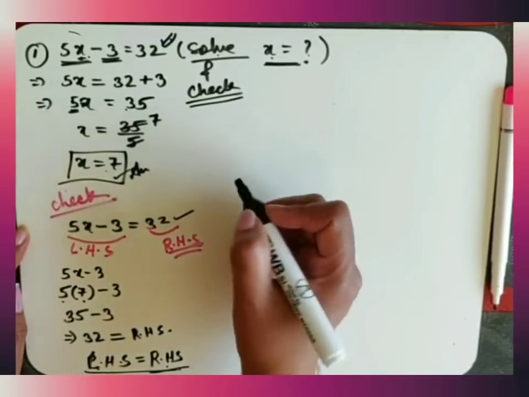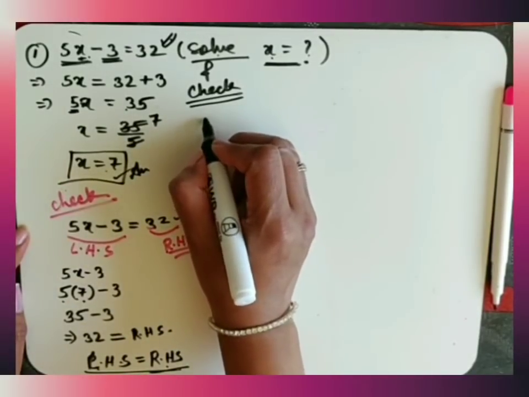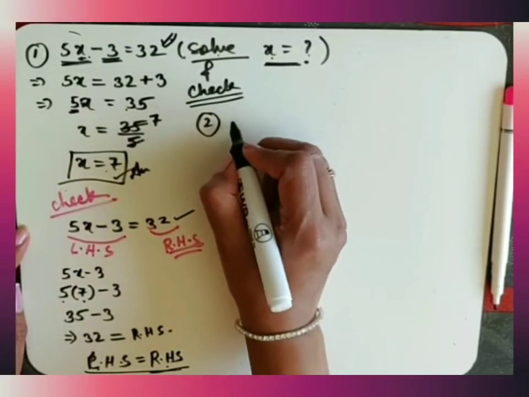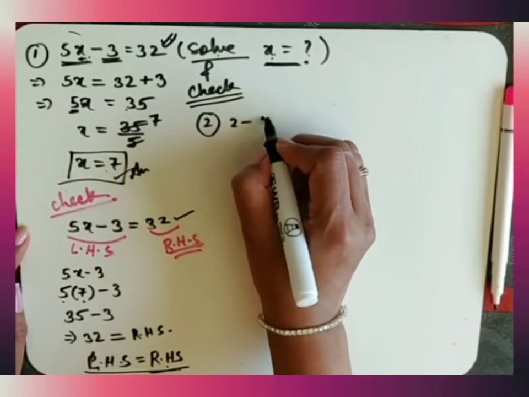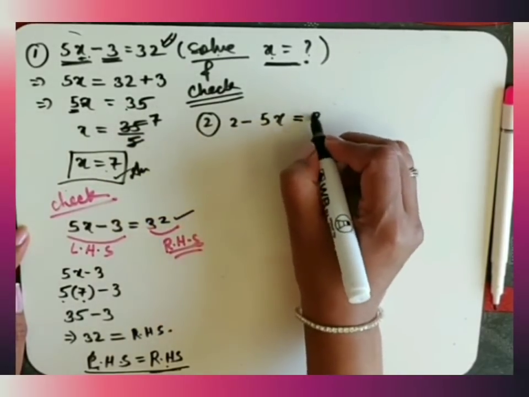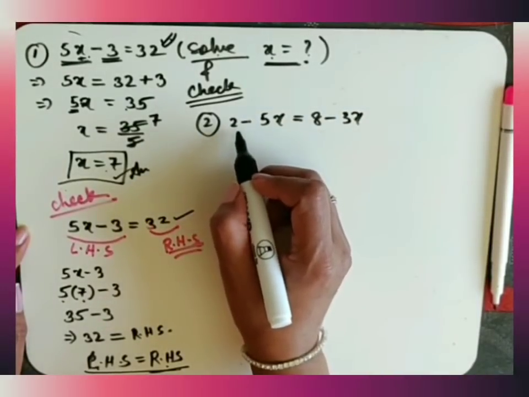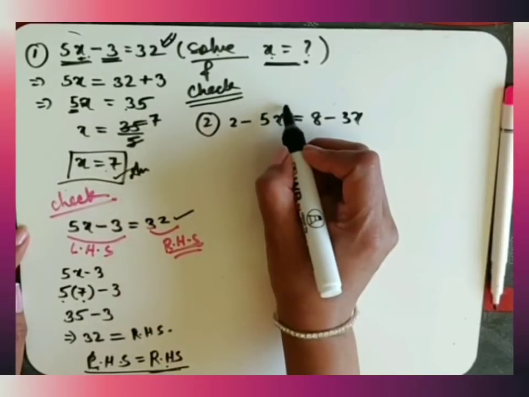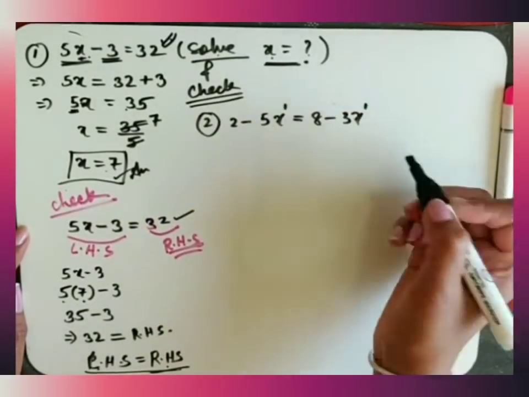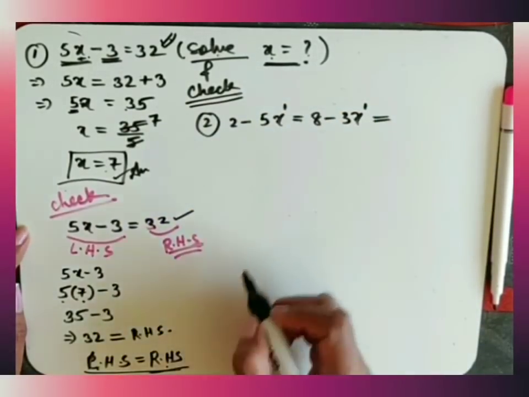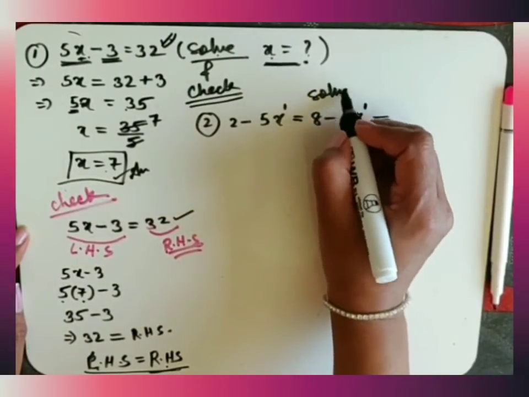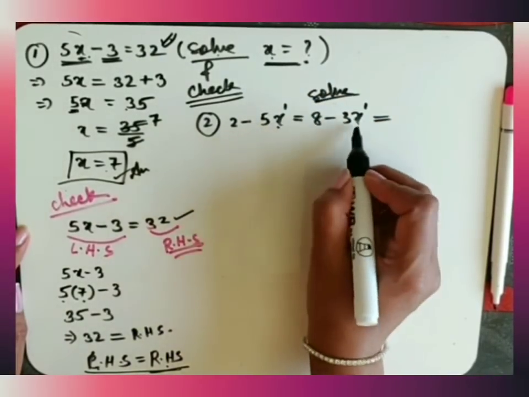Now another question, let's take another question here. The second question I am going to take: 2 minus 5x equal to 8 minus 3x. So identify, is this a linear equation? The highest power of x anywhere is 1. So yes, this is a linear equation. Now the question is to solve, which means we need to find the value of x here.